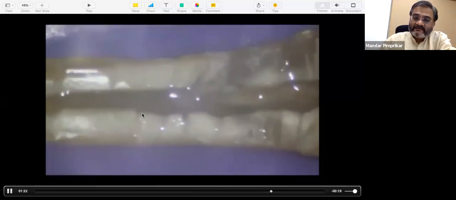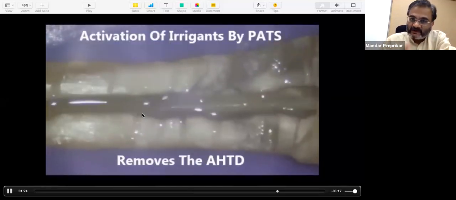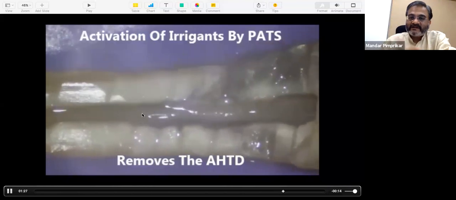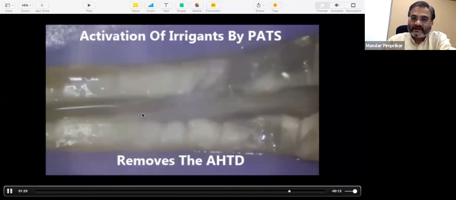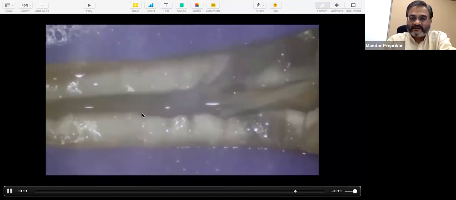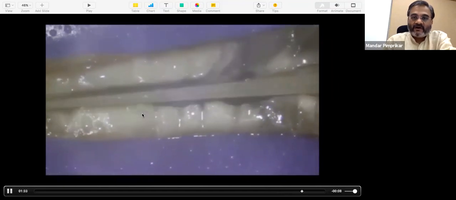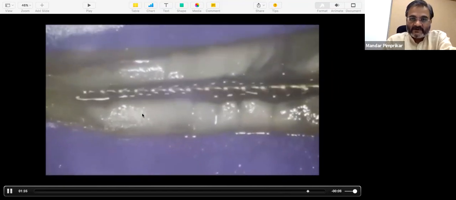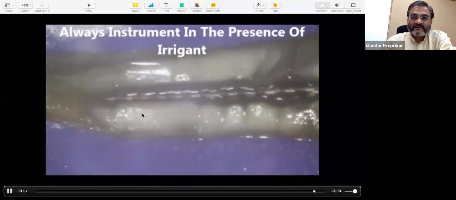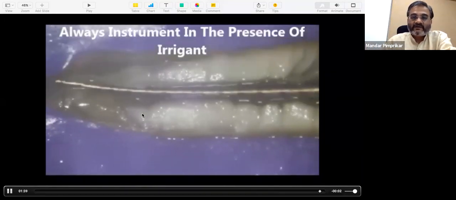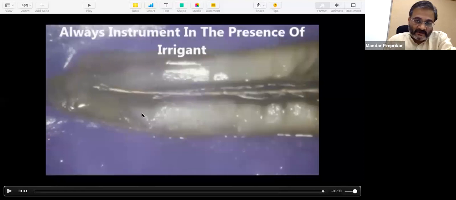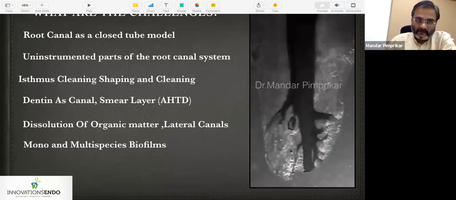So only delivering irrigating solution is also not enough. You need to activate the irrigating solutions so that you get rid of the smear layer or accumulated hard tissue debris, so that there is a constant penetration of your irrigating or antibacterial solutions. So I hope you have understood why irrigation is so important.